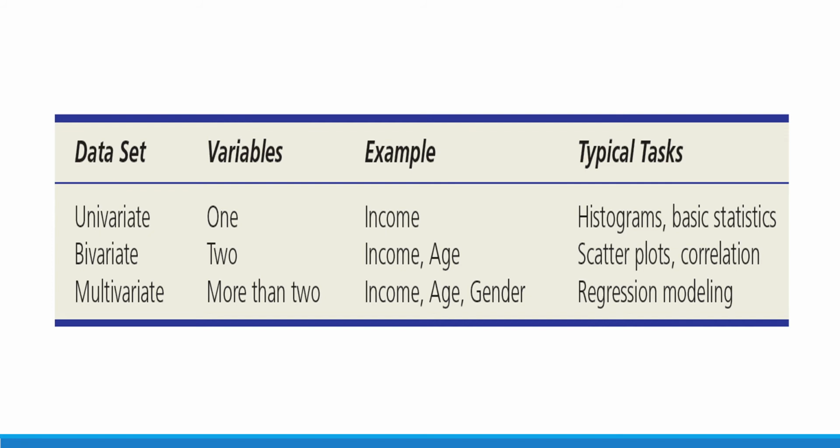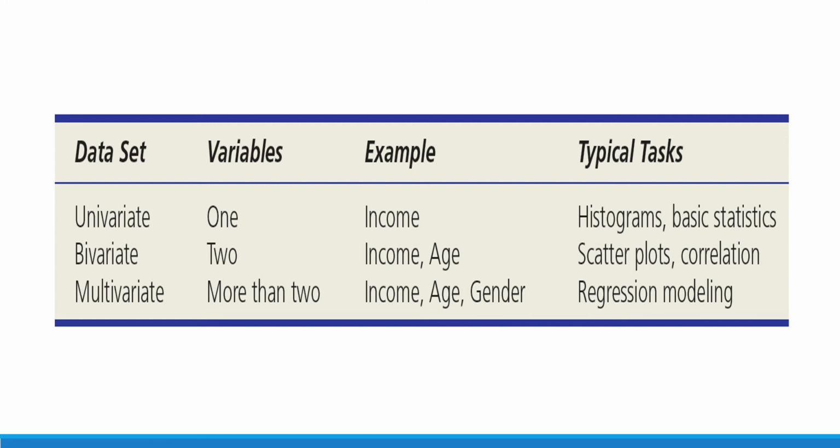The second type of data sets is bivariate. In these data sets, we have two variables such as income and age. In this case, we can use a scatter plot or correlation. Scatter plot such as XY plot.